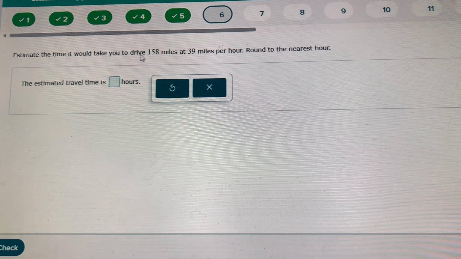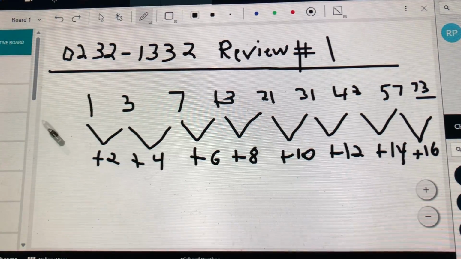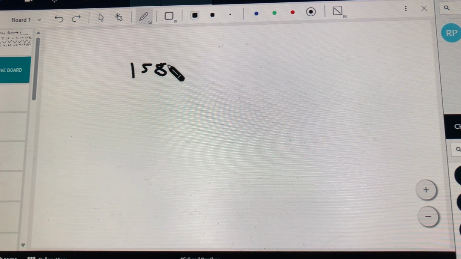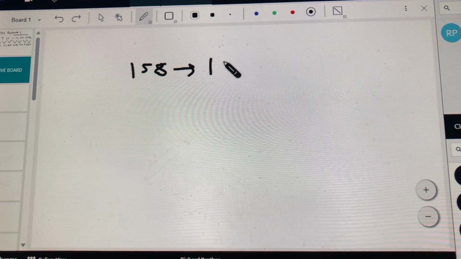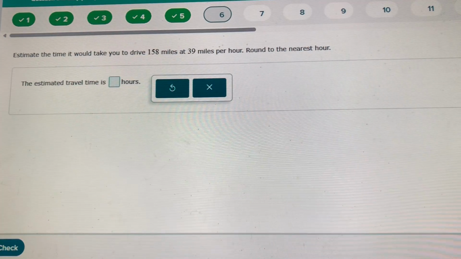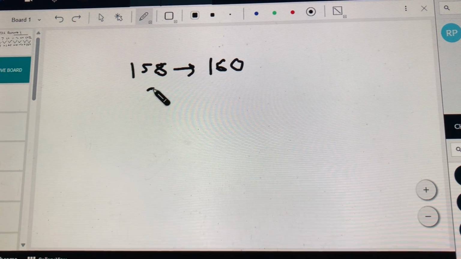Estimate the time it would take you to drive 158 miles at 39 miles per hour, rounded to the nearest hour. So the idea here is that 158 is pretty close to 160. This doesn't always work, but usually you just round it to the next convenient thing like 160, or maybe you round down to 150. Sometimes they even go that far, but I'll go the closer one first. 39 is really close to 40.